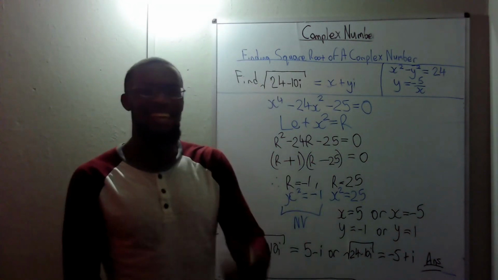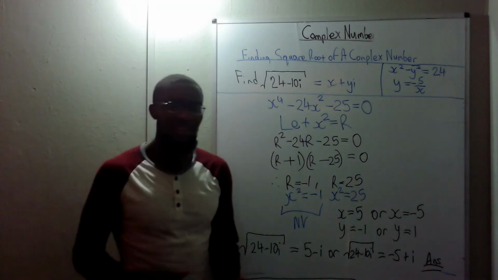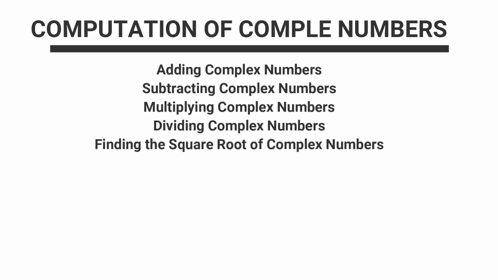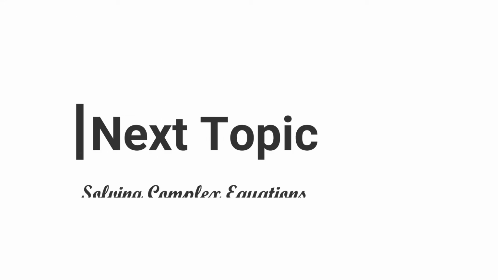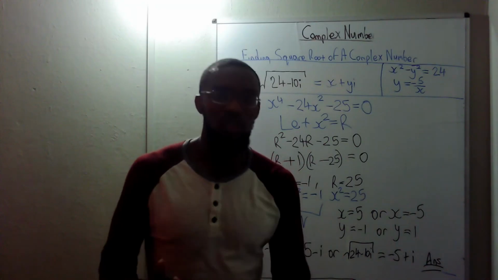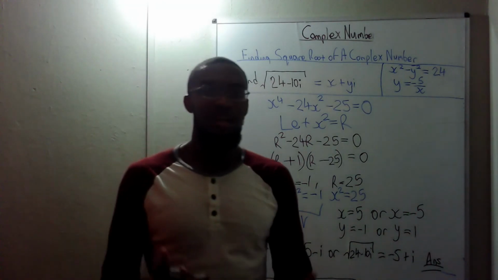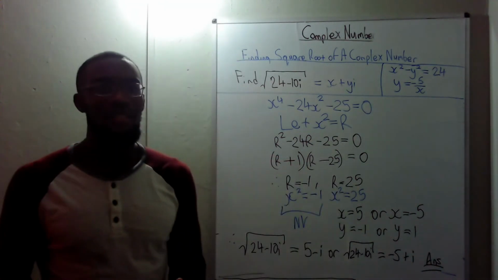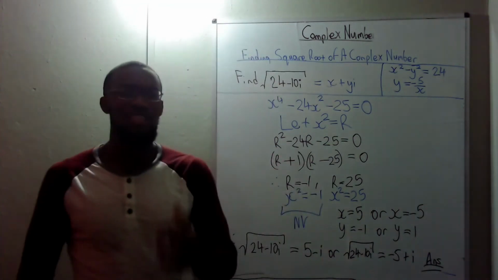Nice. So just a recap of what we did. Today we looked at adding, subtracting, multiplying and dividing complex numbers, and we looked at finding the square root of complex numbers. So today we did computations of complex numbers. The next topic is solving complex equations. On past papers or on the syllabus, you're going to see quartic, cubic, and quadratic functions and equations you're given to solve with complex roots. We're going to do that next time around, so stay tuned for more.